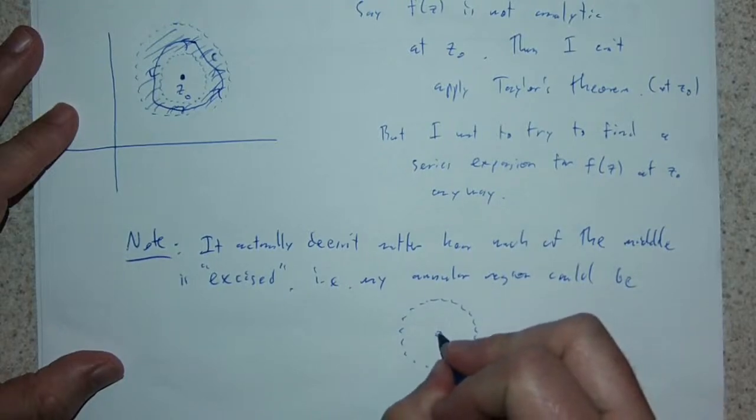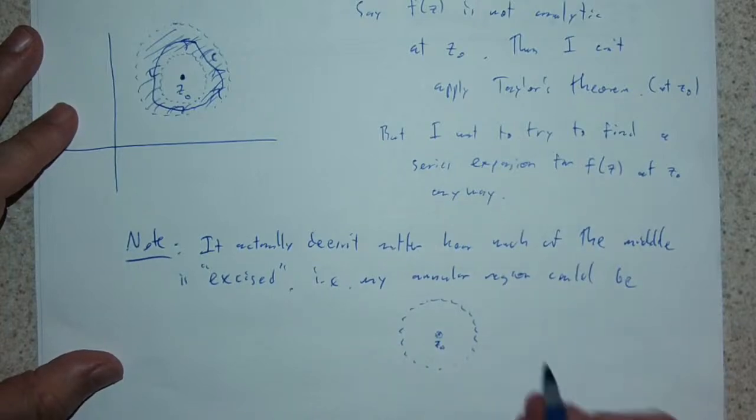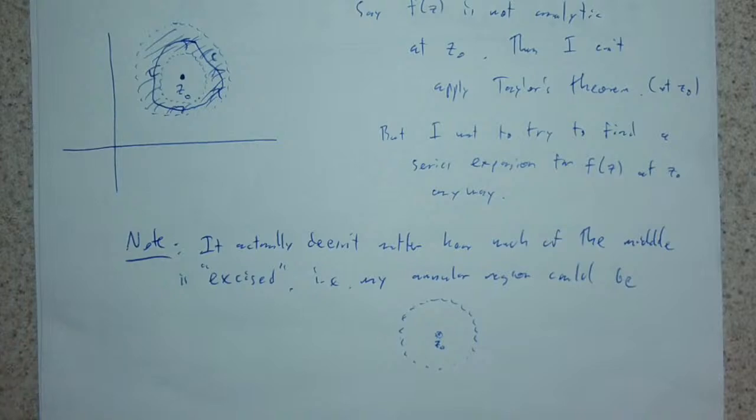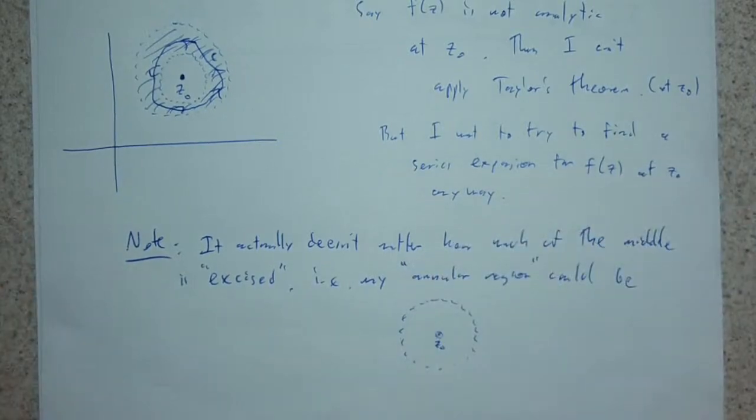So there's z0, right in there. There's some inner boundary. It's tiny, you can hardly even see it, and then there's an outer bit. That is, my annular region could actually be a punctured disk. That's fine. This is a punctured disk.